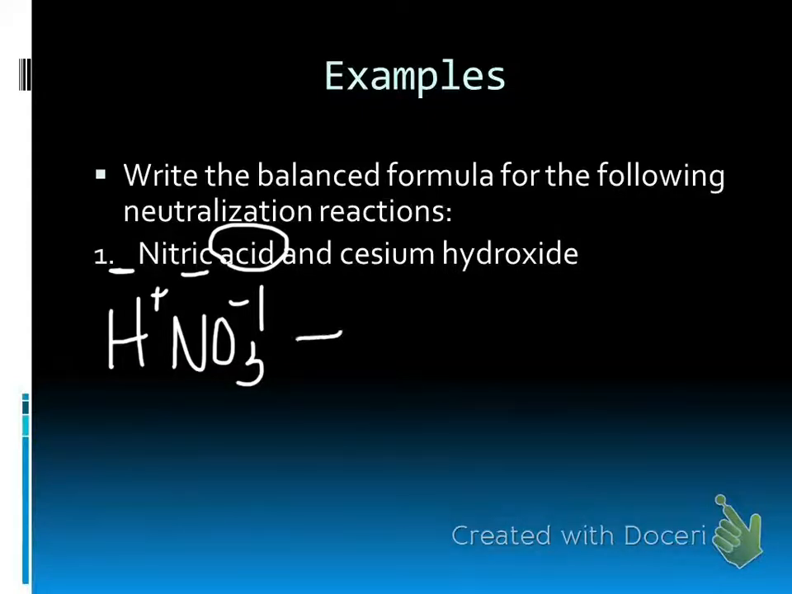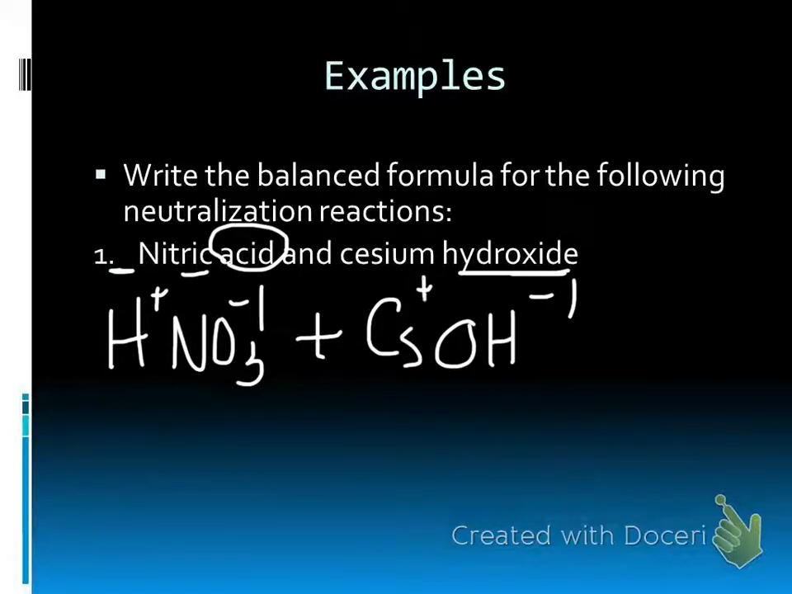Okay, for the base, it ends in hydroxide. That's how we know it's a base. So the hydroxide polyatomic ion looks like this, and it's a -1. Cesium's in group 1, and it has a +1 charge. So this one is written correctly as well, so it's 1-to-1.